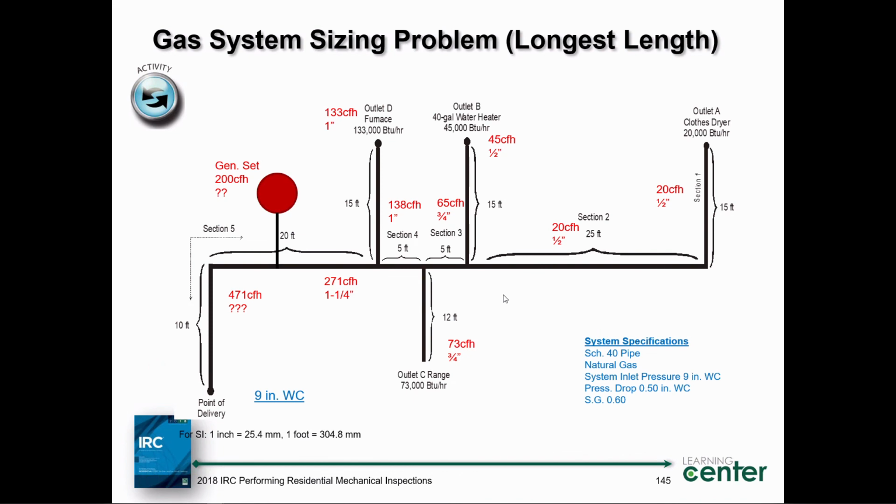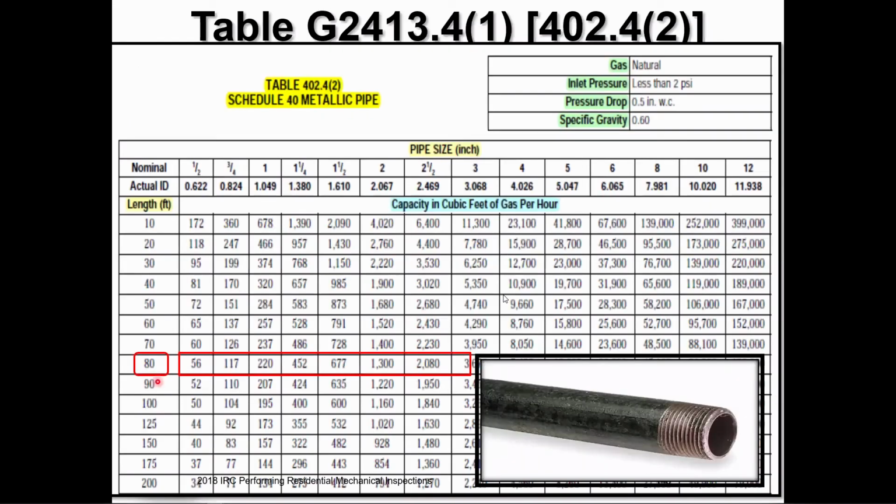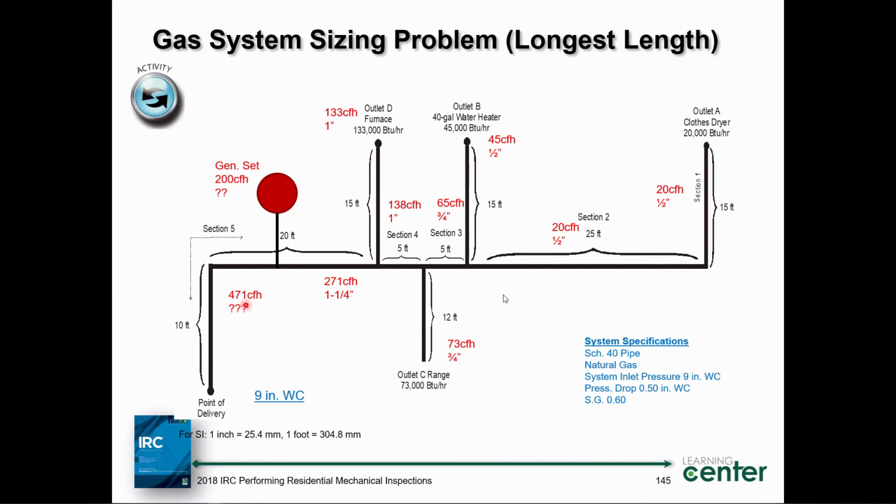So this little section here where we pick this up here, 471. Let's see what pipe size that is. I'm going to go to the table. I'm looking for 471, never leaving the 80-foot row because it's still 80 feet, longest length method. 220, no good. Ooh, 452. Will you let me go with that one? No. I wouldn't let me go with that one either, you know. 677, that's got to be 1.5 inches. So I go back to this. This pipe size has to be 1.5 inches.